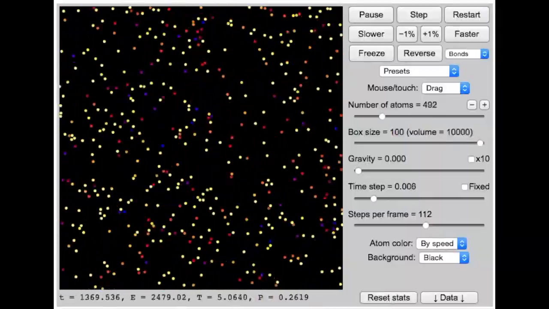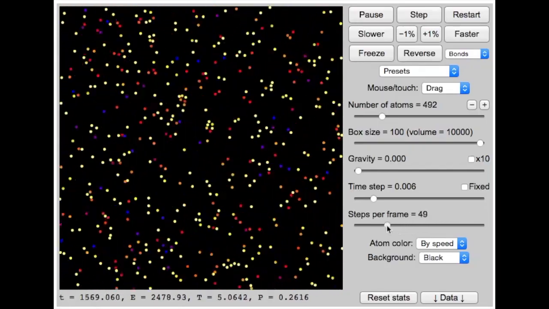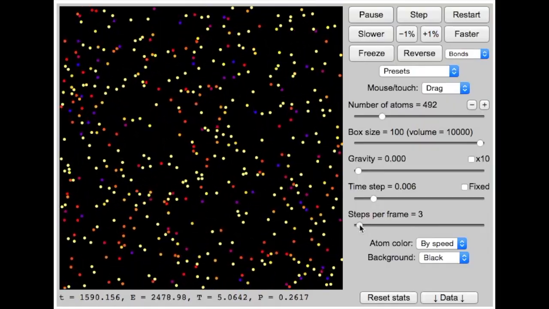To begin, shown here is a group of 492 molecules that have a lot of kinetic energy, the equivalent of 5 epsilon per molecule.